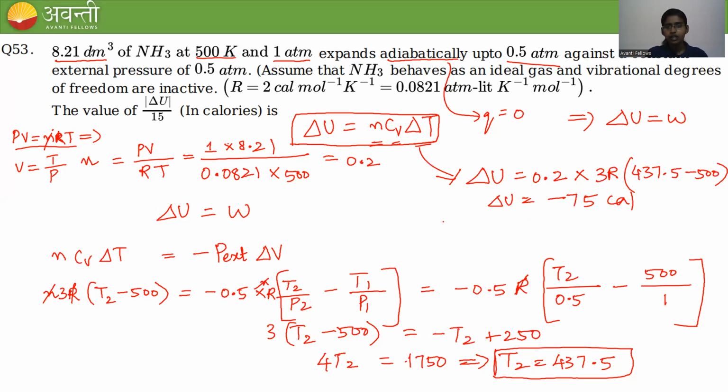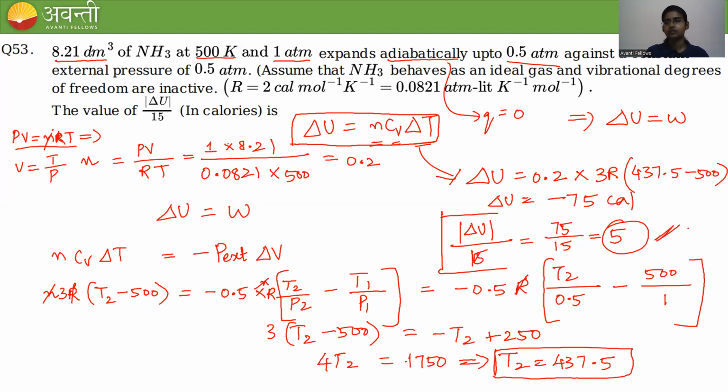And what do we have to find out? We have to find out the modulus of delta U by 15. So taking modulus for minus 75, the minus becomes plus on taking modulus, right? So it is 75 divided by 15, which is equal to 5. So the value of modulus delta U by 15 for the given question is 5. So 5 is the answer for this question. Okay.